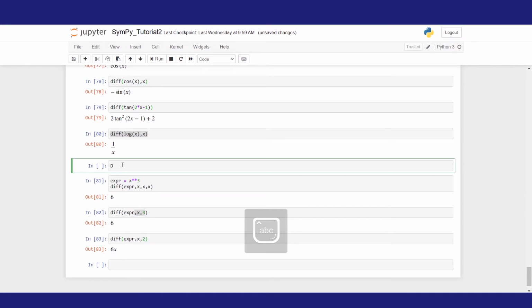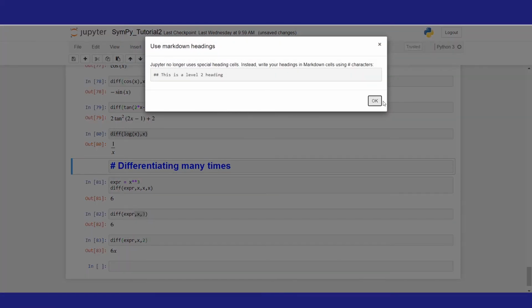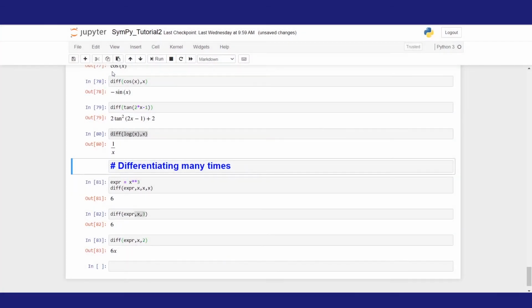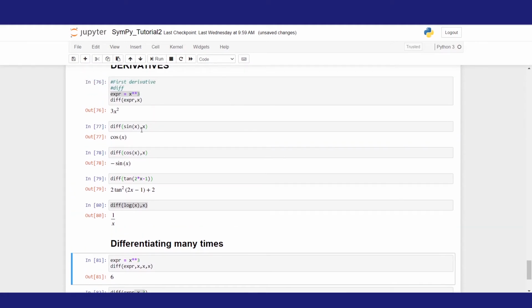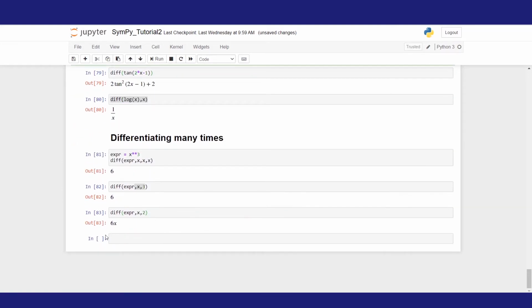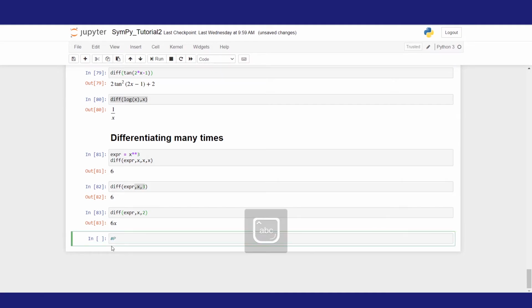So differentiating many times, that's what we are looking at right here. And this, I think, gives us a complete understanding of how we can differentiate a function many times or just the first time. Okay, so let's look at finding the partial derivative of a function. Partial derivatives.